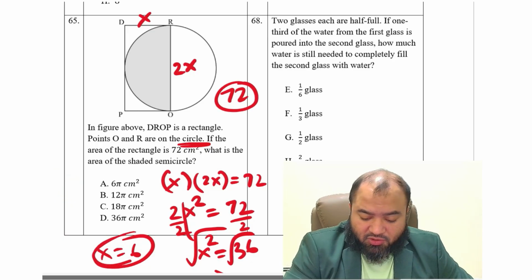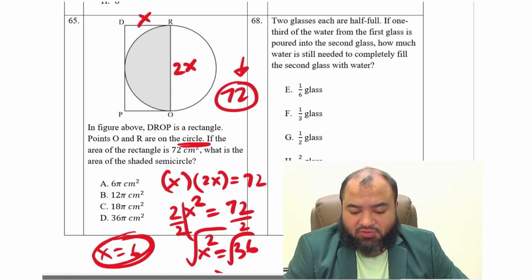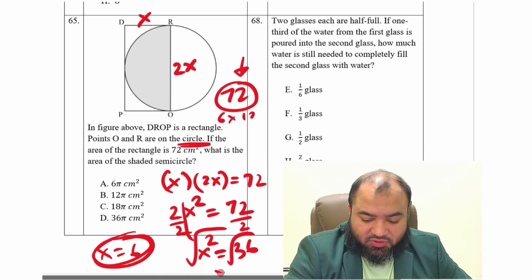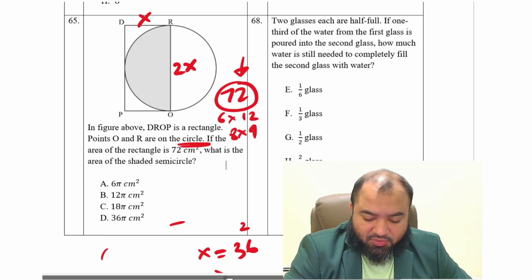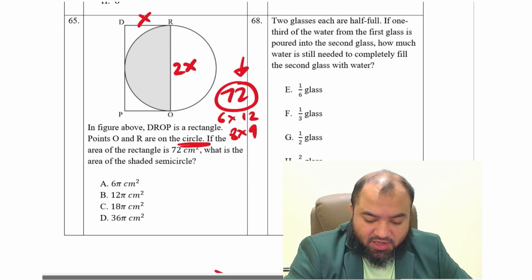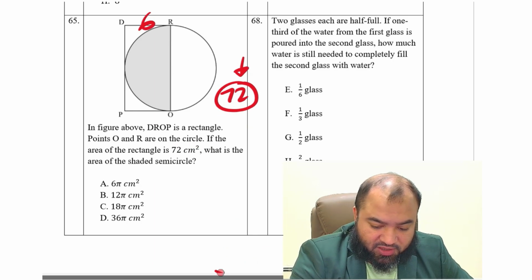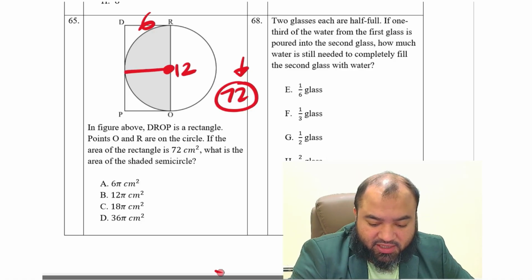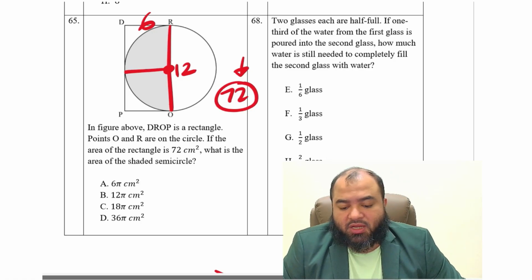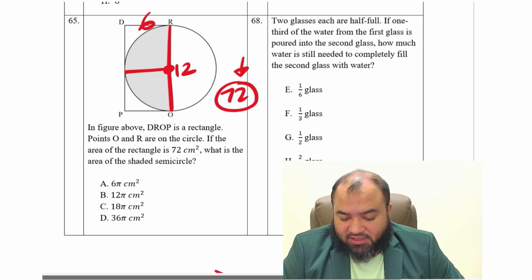So if you don't want to do all this work, 72 has only a bunch of ways you can make it, either 6 times 12 or 8 times 9 and so on. So what you can think of is the two numbers that multiply to 72, but it has to be a 1 to 2 ratio. Means whatever this is, the length has to be double. How do I know that? Because this is a radius and this is a diameter. Okay, diameter is made out of 2 radiuses. So now I know the two sides, 6 and 12.